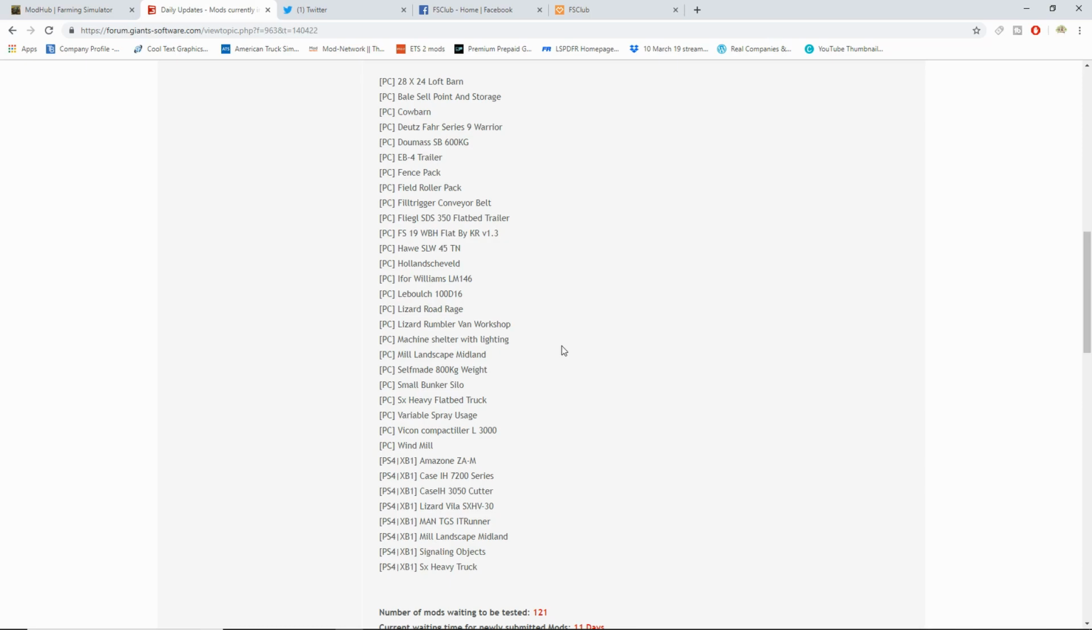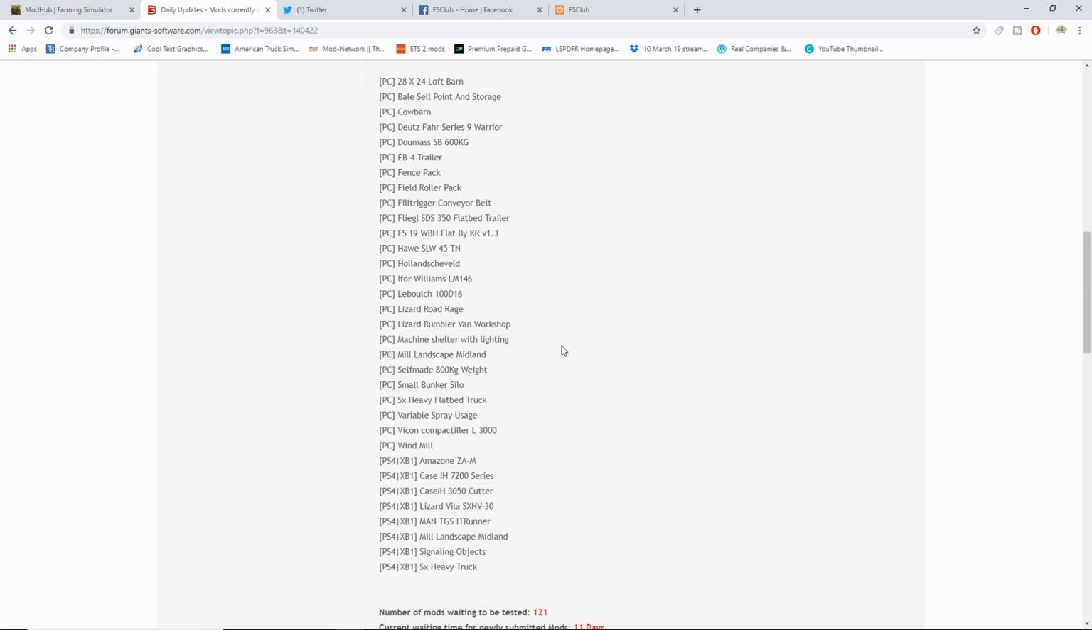1.3 Hall, SLW45TN, this one, Holland, I can't pronounce that one, the I4 William LM146, Lizard Road Rage, Lizard Rumbler Van Workshop, Machine Shelter with Lighting, Mill Landscape Midland, Self-Made 800 kilogram weight, Small Bunker Silo, SX Heavy Flatbed Truck, Variable Spray Usage, the Vicon Compactor, Compactiler L3000, Windmill.